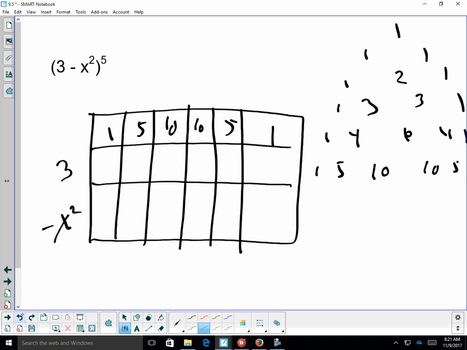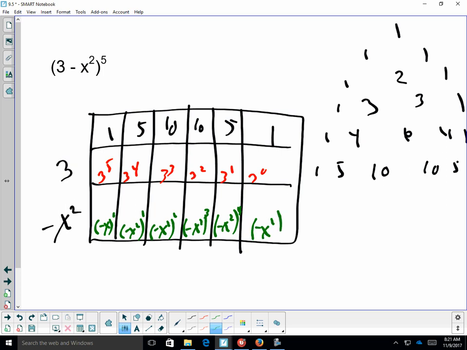Okay, let me try that again. 3 to the fifth power, 3 to the fourth power, 3 to the third power, 3 squared, 3 to the first, and then 3 to the 0. Going the other way, this will be negative x squared to the 0, negative x squared to the first, negative x squared to the second, negative x squared to the third, negative x squared to the fourth, and negative x squared to the fifth. It's easier for me to go this way.